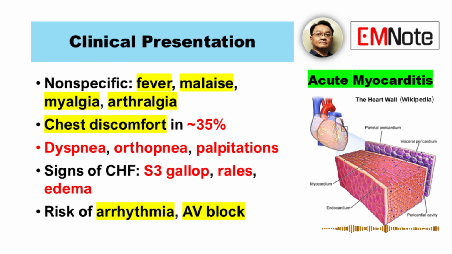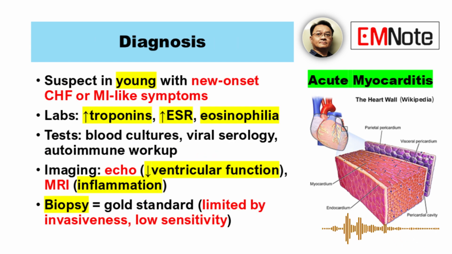On physical exam, you might detect an S3 gallop, pulmonary rales, or signs of right heart strain. Occasionally, life-threatening arrhythmias or complete AV block can occur. Those symptoms overlap with many other cardiac and systemic conditions. So how do we go about diagnosing myocarditis?